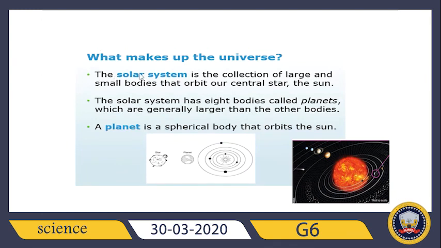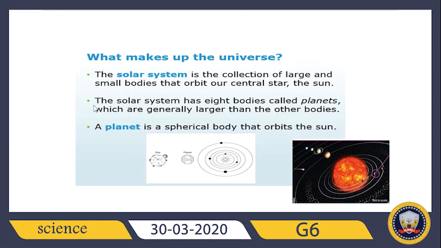So guys, what about the solar system? The solar system is the collection of large and small bodies that orbit our central star, which is the sun. The contents of the solar system are numerous and stretch across a large area of space. For example, the solar system is so big that the distance from the sun to Neptune is 4.5 billion kilometers.